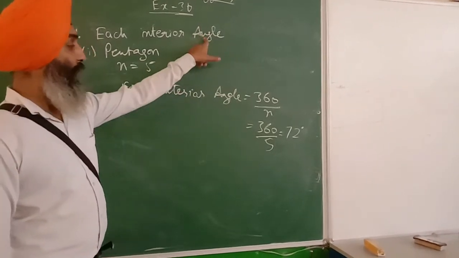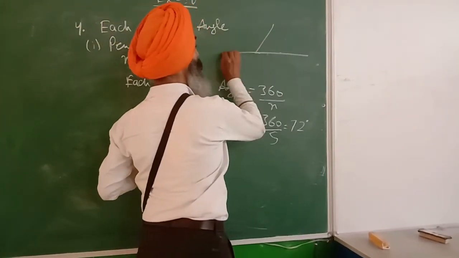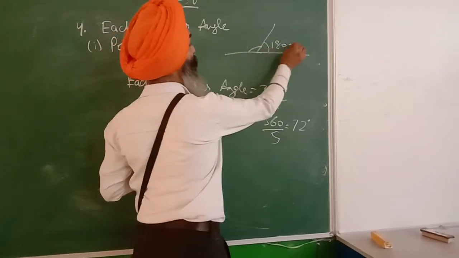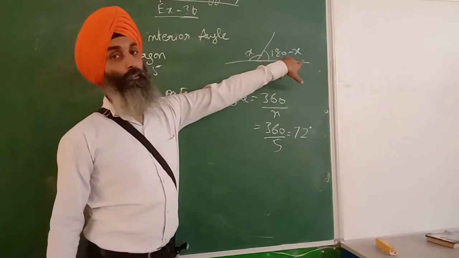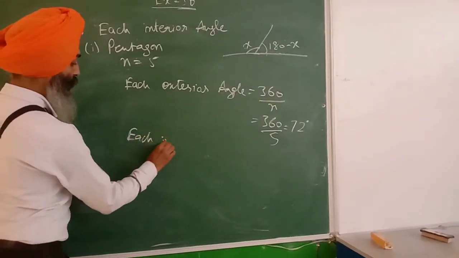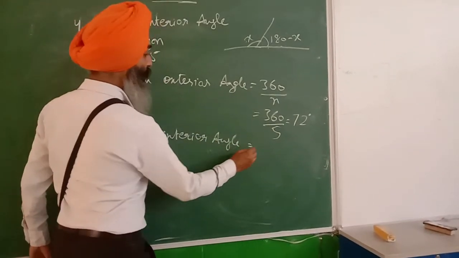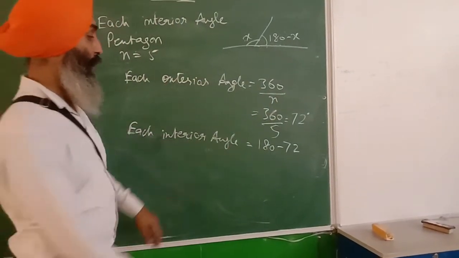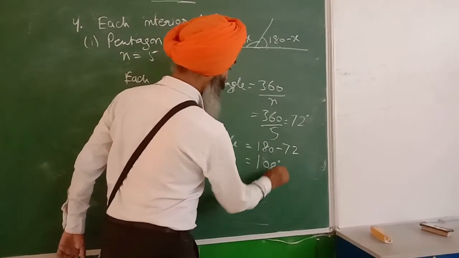To find each interior angle we will subtract it from 180, because they are linear. Suppose this is the exterior angle. To find the interior angle we will subtract it from 180. There is also a direct formula I have discussed with you, and you can apply that one too, but this one is very easy. First find the exterior angle and then find the interior angle by subtracting it from 180. So your answer is 108.